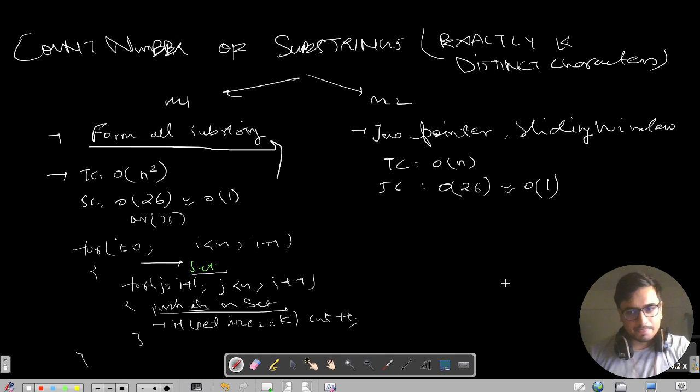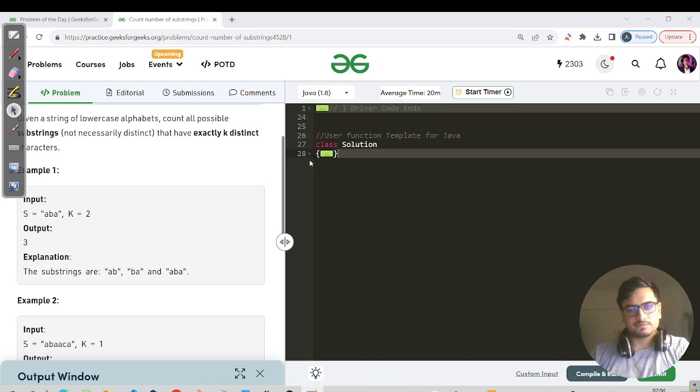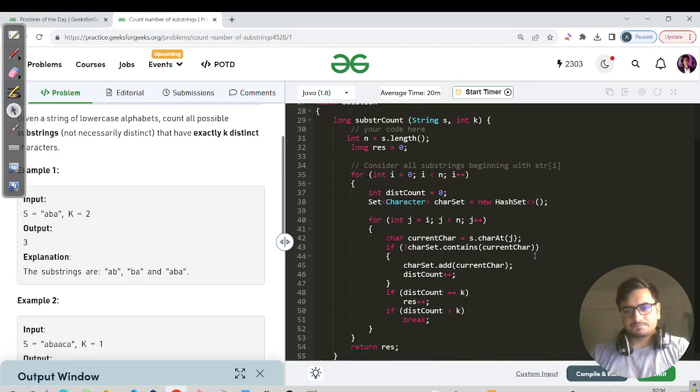For this video I'm using a hash set, and let us code that approach, and then we can move ahead with method 2. So please pause this video, try to code this brute force approach, and then we can proceed ahead with method 2. Okay, so that is the code for method 1. So let us compile and run.